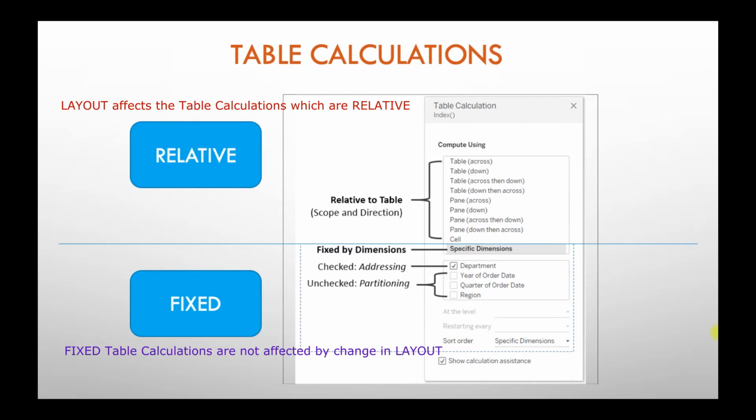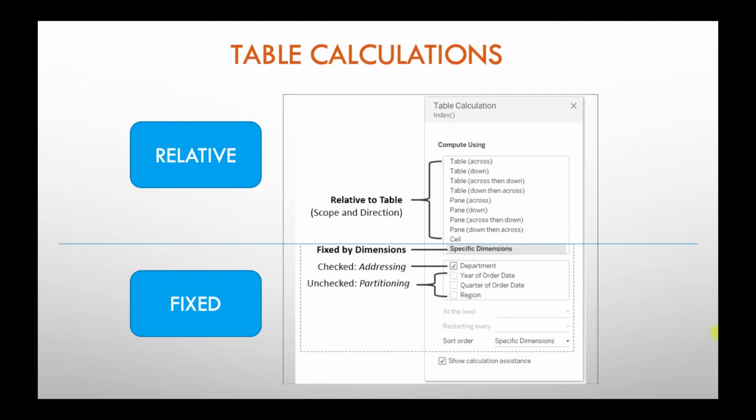And when we say fixed, that means the layout will not impact your table calculations, because you have fixed the dimensions for which the table calculations will take place. That's why here, if you see, this is given as fixed by dimensions. When you check these specific dimensions, you can play with this. Just like in relative we had scope and direction, here we have addressing and partitioning. Scope is nothing but partitioning and direction is nothing but addressing. So these are synonyms.